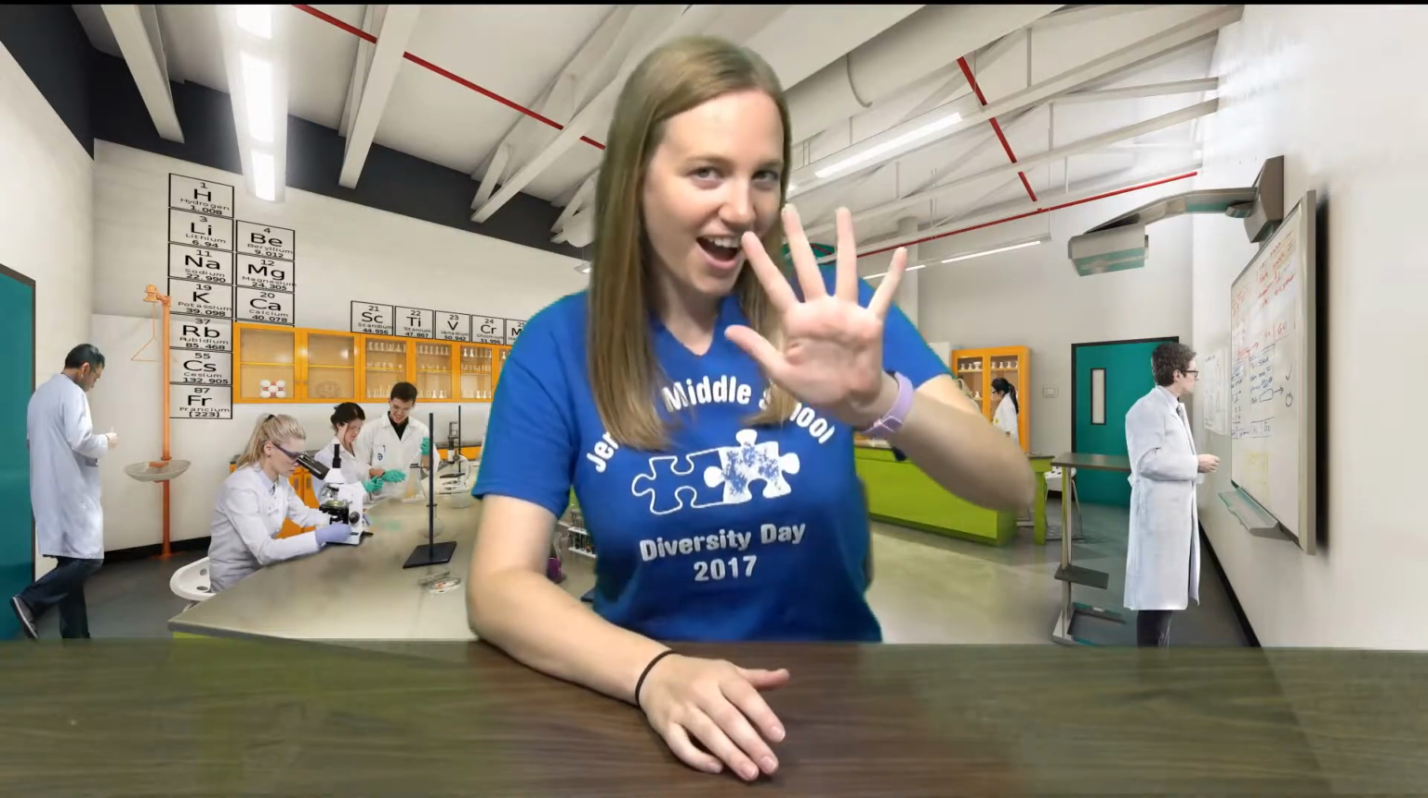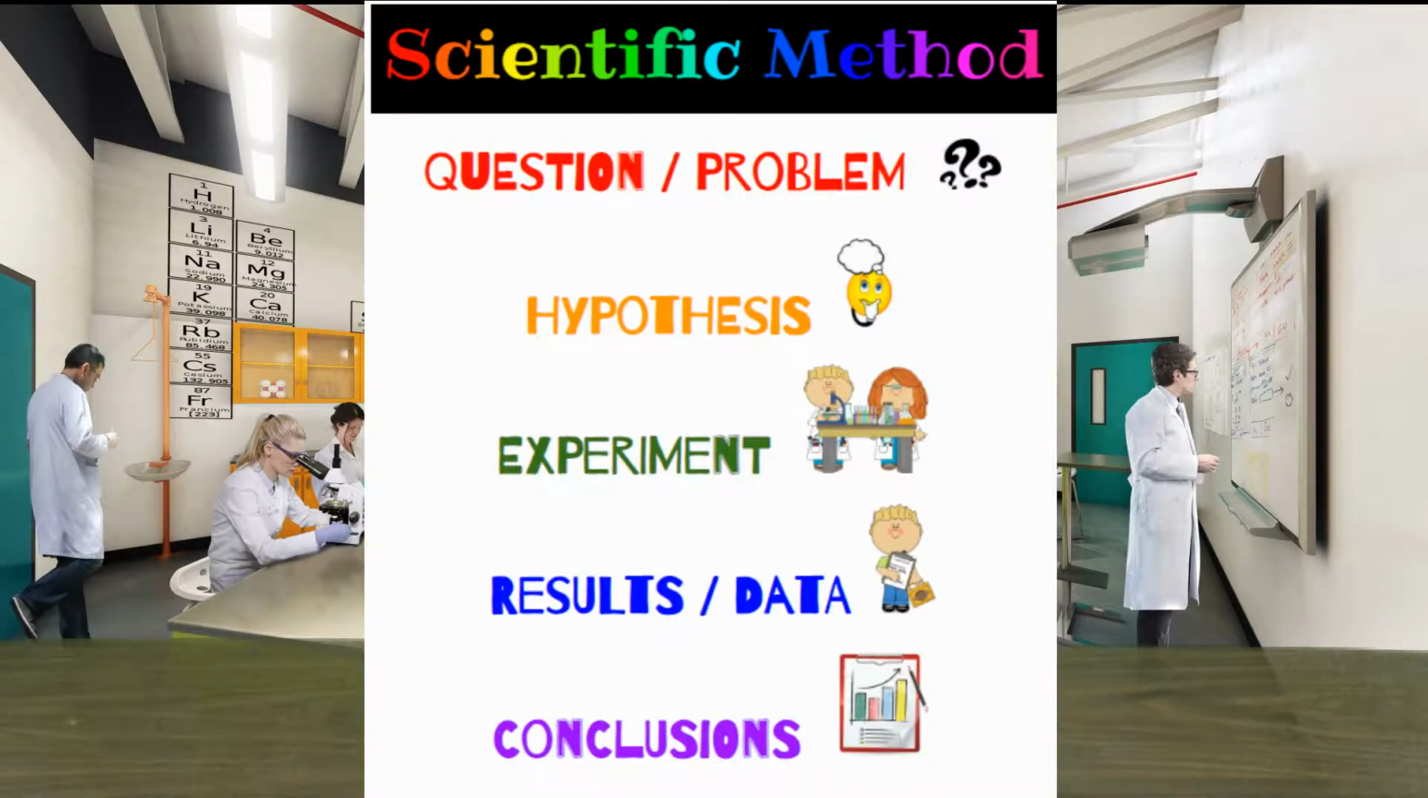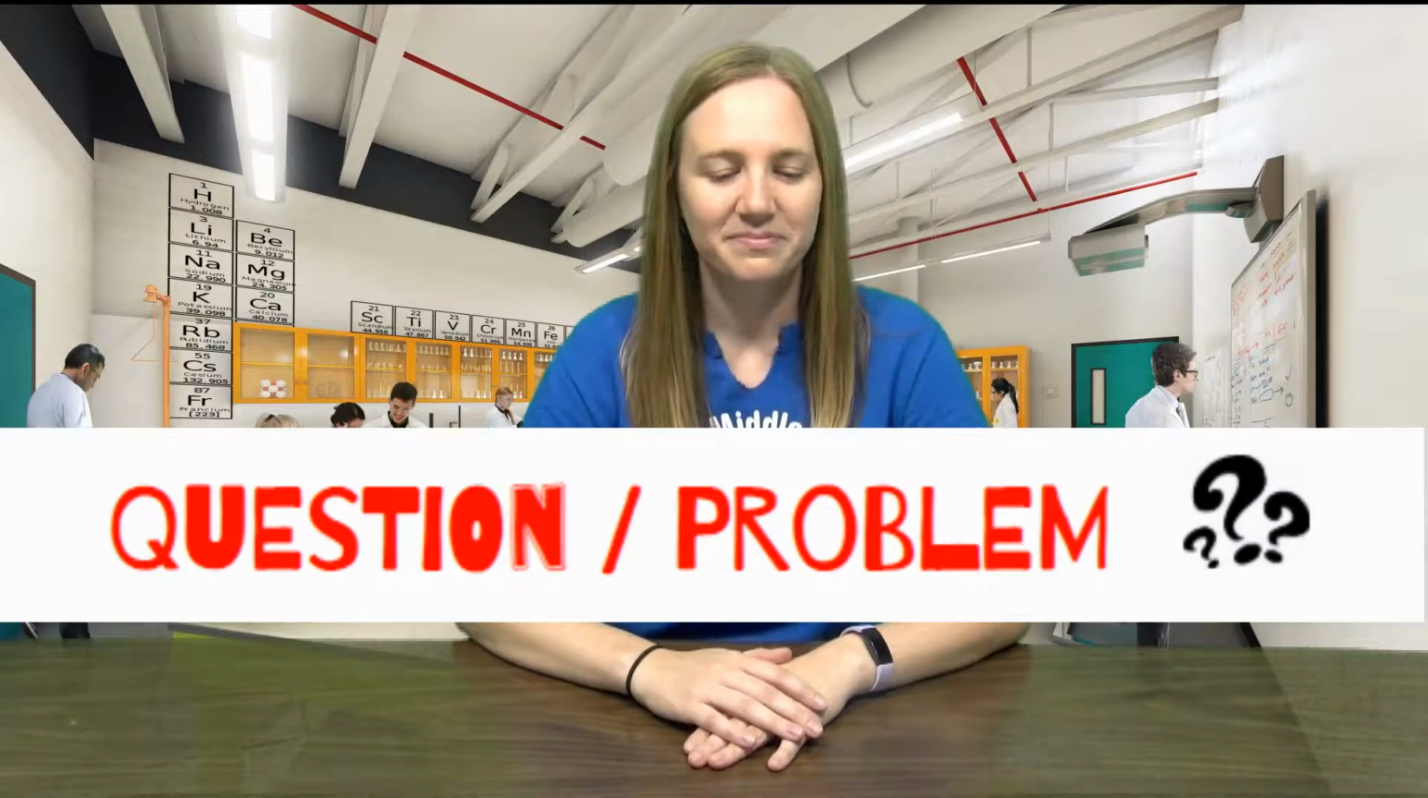There are several steps to the scientific method. In 6th grade, we will focus on 5 parts: question, hypothesis, experiment, data, and conclusions. Scientists usually start with a question or a problem.